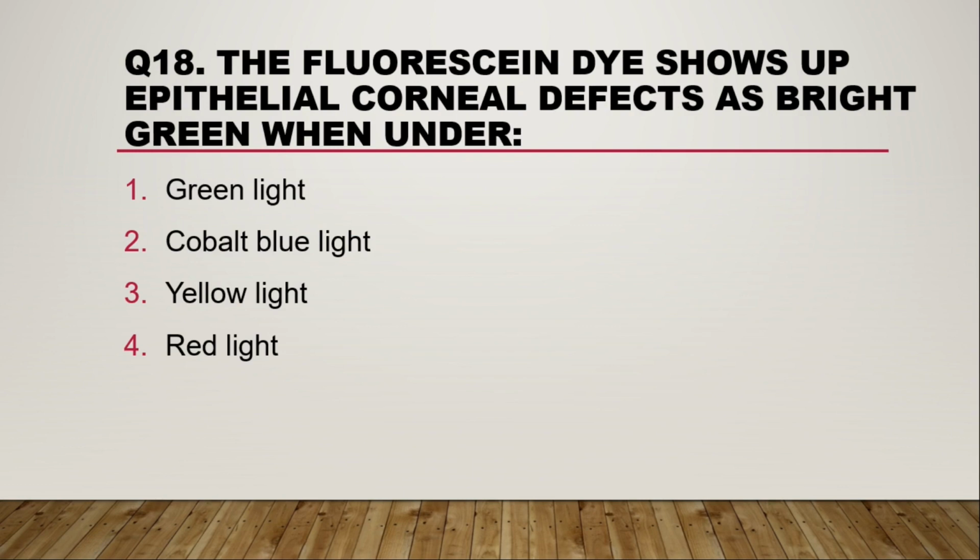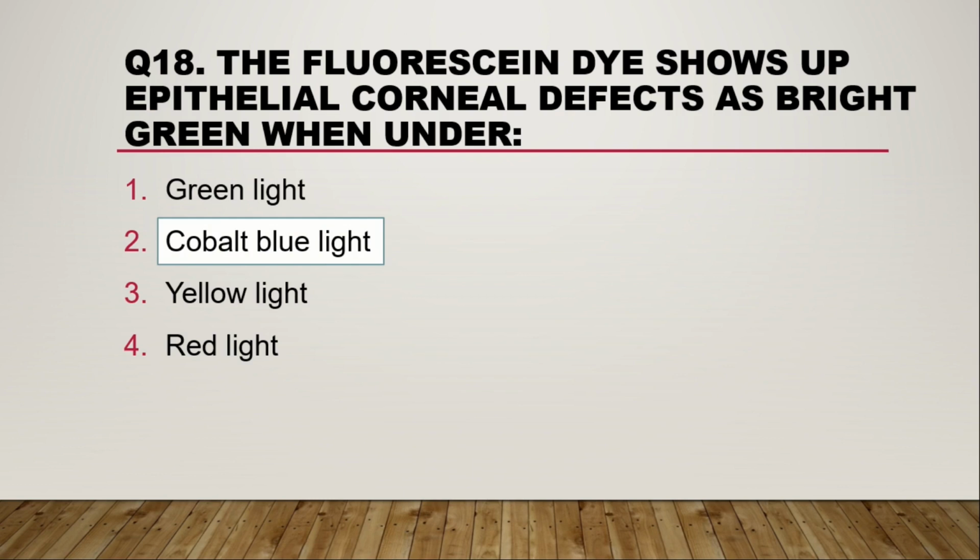Next question. Question number 18. The fluorescent dye shows up epithelial corneal defects as bright green when under Option 1, green light. Option 2, cobalt blue light. Option 3, yellow light. And option 4 is red light. The correct answer here is cobalt blue light.